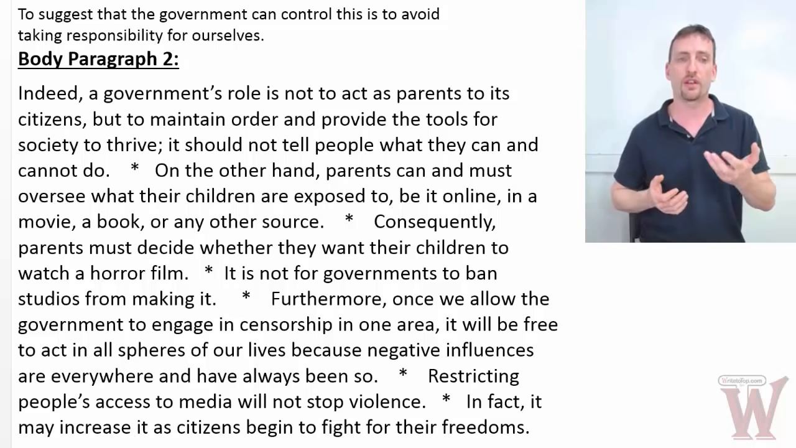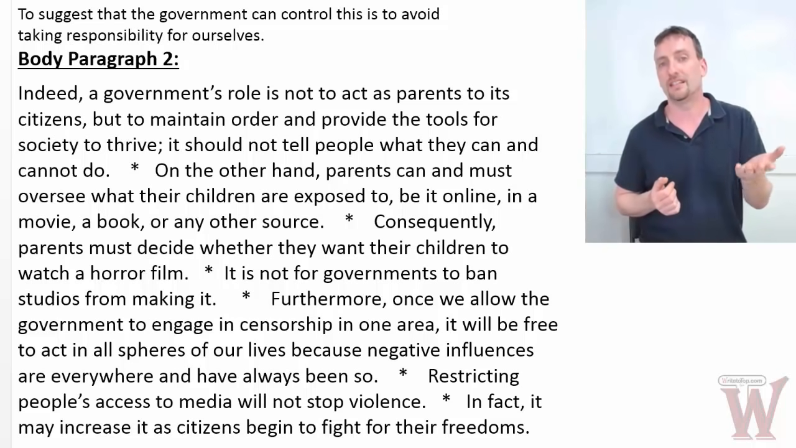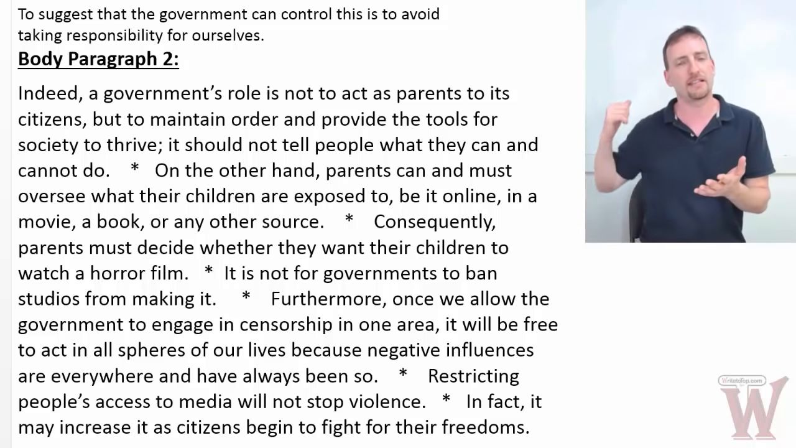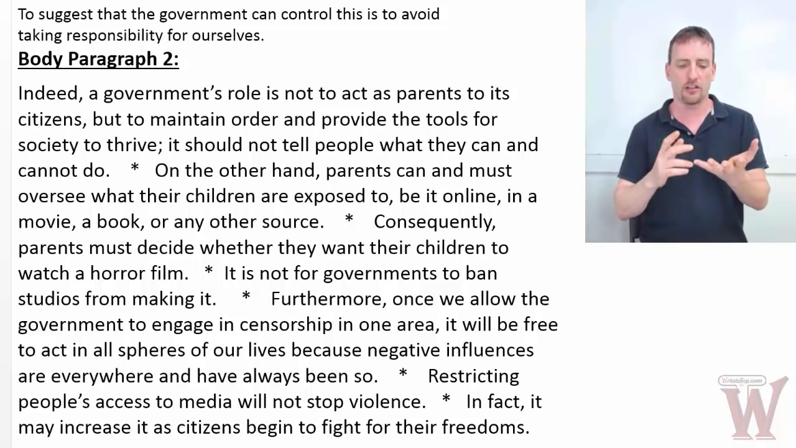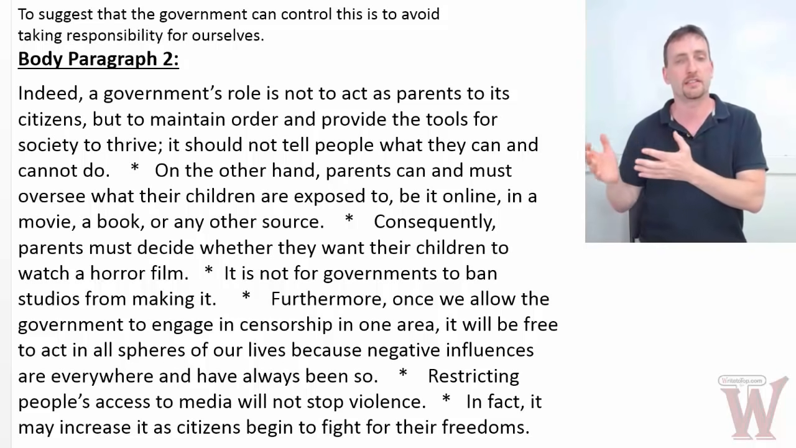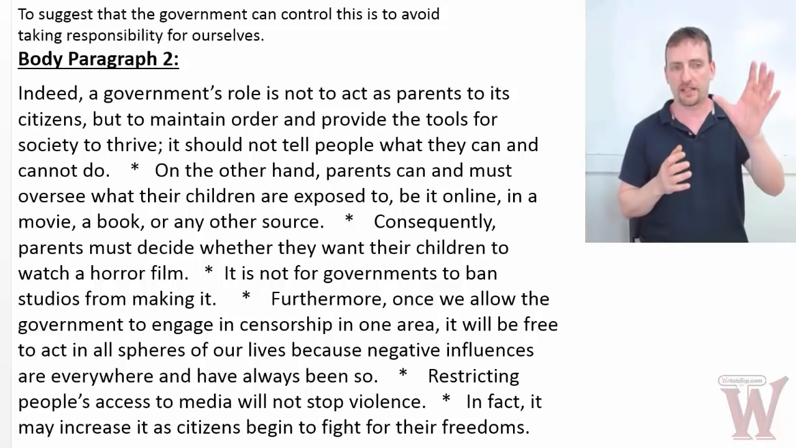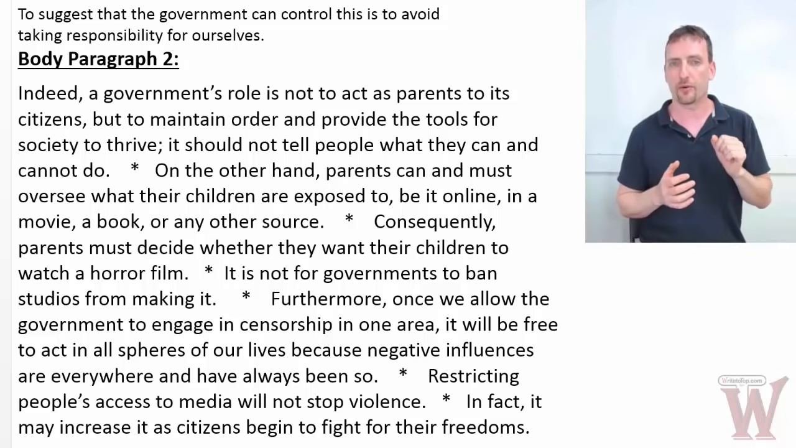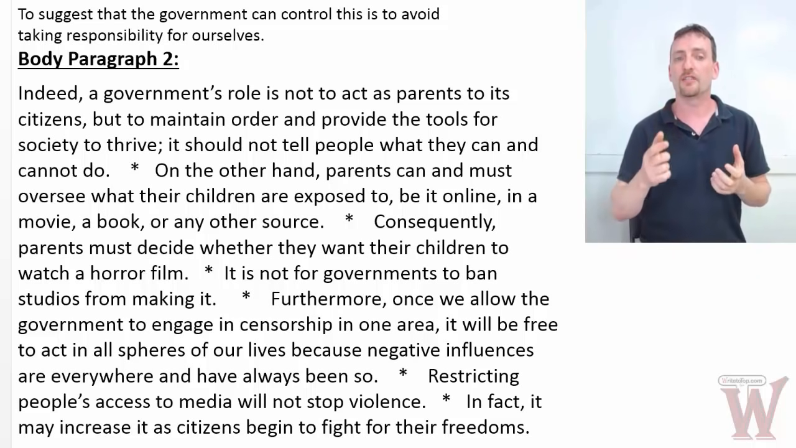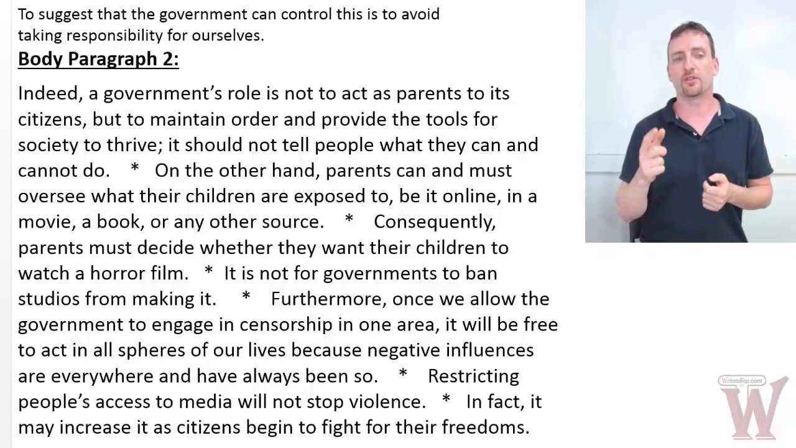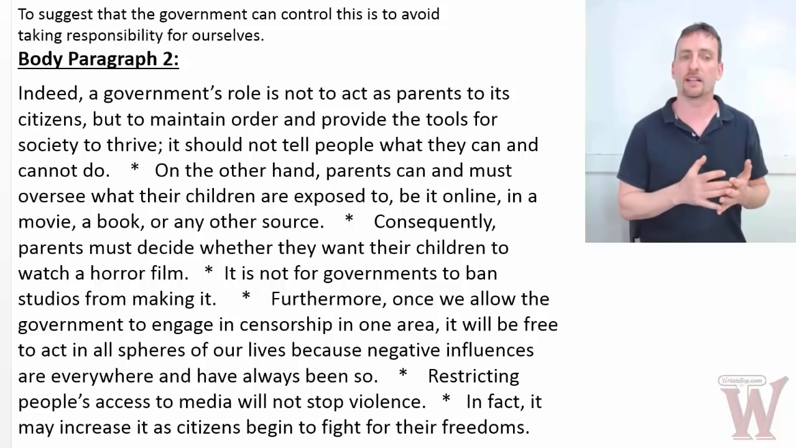How do you do that? With a transition. I used indeed. Now, indeed means I'm reinforcing the last idea. Other transitions are on the other hand, however, another reason, etc. Lots of different transitions. You should study those, but make sure that it fits what came before it, okay? So indeed, a government's role is not to act as parents to its citizens, but to maintain order and provide the tools for society to thrive. It should not tell people what they can and cannot do.